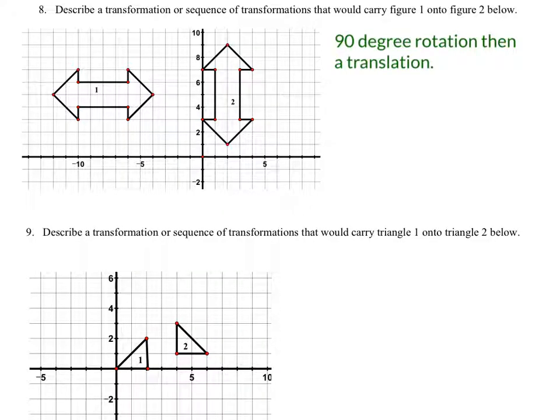Now number 9, describe a transformation or sequence of transformations that would carry triangle 1 onto triangle 2. There are several that would work in this case. Probably some kind of rotation or a reflection and then a translation. It's really up to you guys.